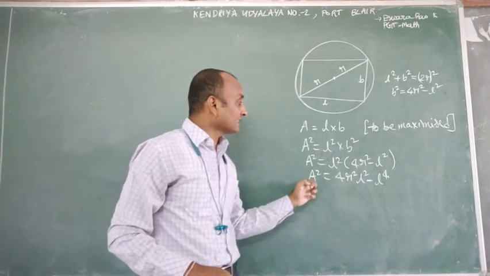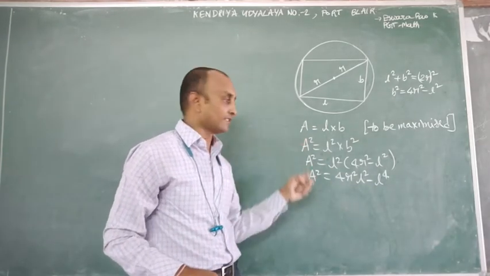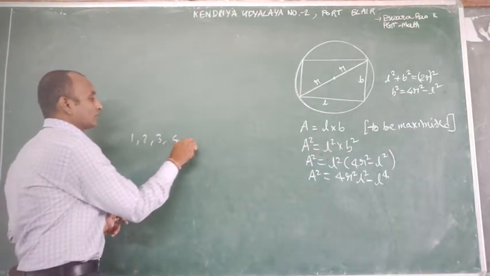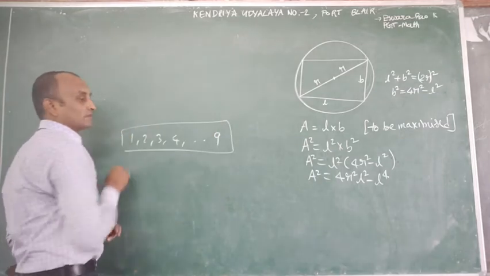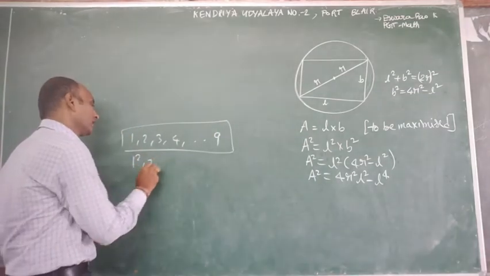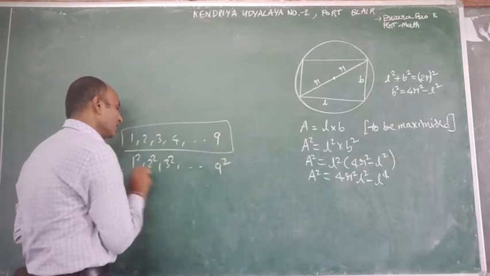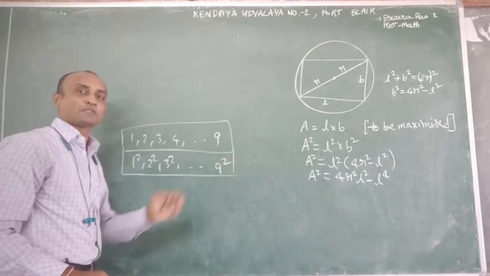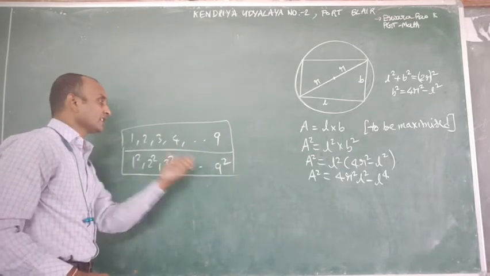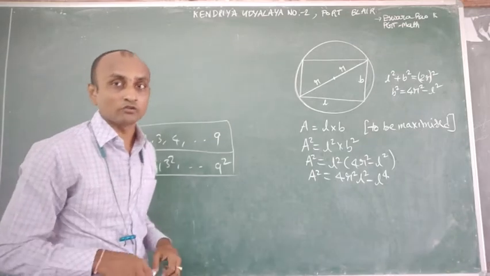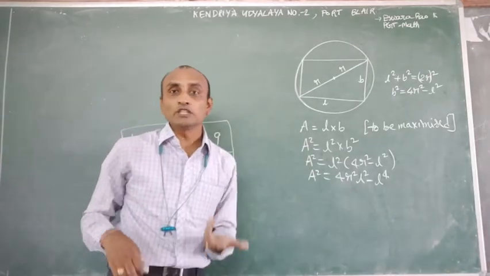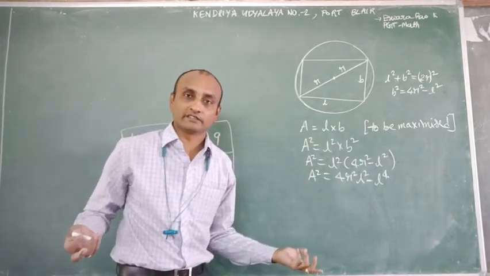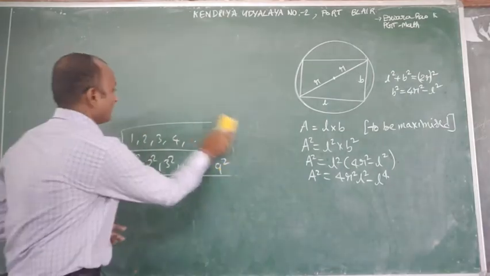So in order to maximize A, I just maximize A square. See, I have given you 1, 2, 3, 4 up to 9. Among these, what is maximum? 9 is maximum. When we take 1 square, 2 square, 3 square and so on up to 9 square, among these 9 square is maximum. That means when A square is maximum, A is maximum, because they are all positive quantities. In mensuration, we deal with only positive quantities. No negatives will count. So in order to maximize A, we maximize A square.